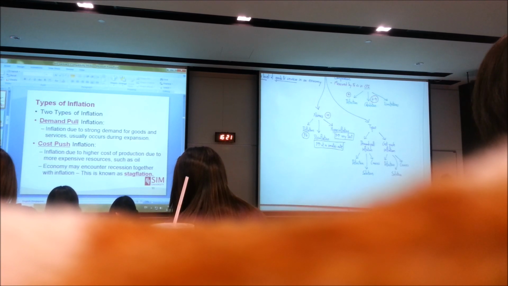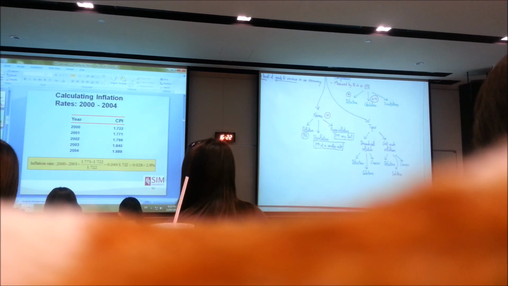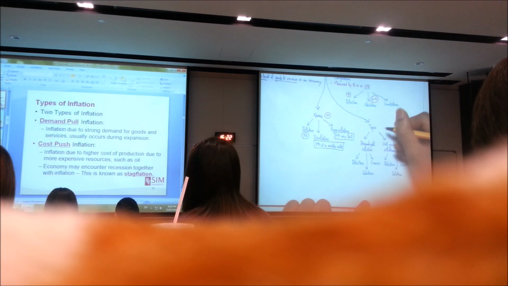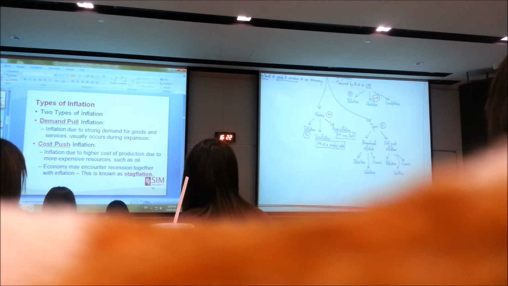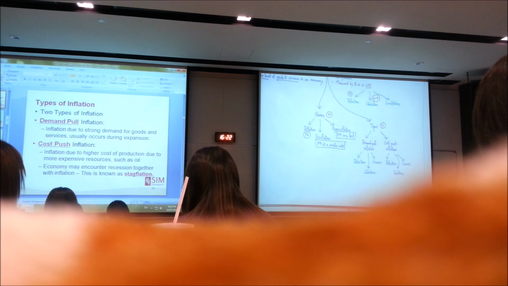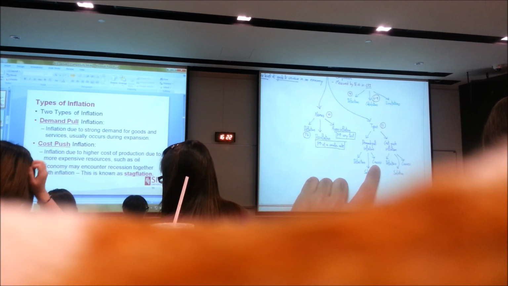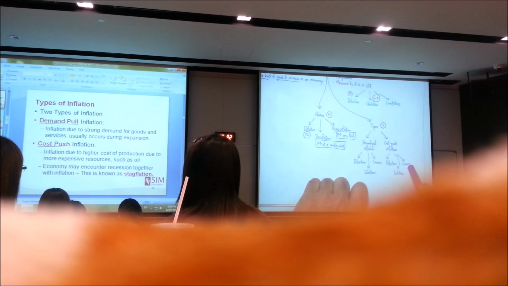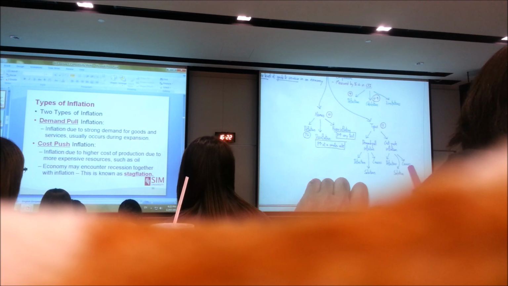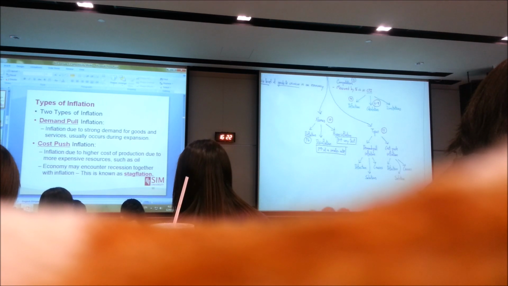Okay, so this is slide 11. Definition, you understand already, right? Definition, causes: due to strong demand. Definition, you understand how to define them, pure memorizing. Causes: due to higher cost of production, right? This cause is strong demand, this cause is higher cost of production. Solution, I will teach you later, because the slides are all over the place. Okay, next, you realize, they go back into calculating inflation again.